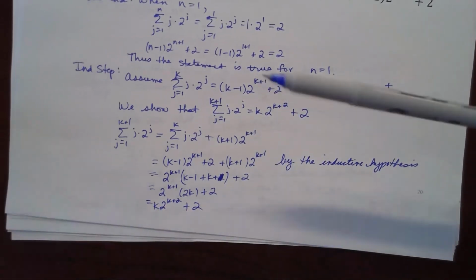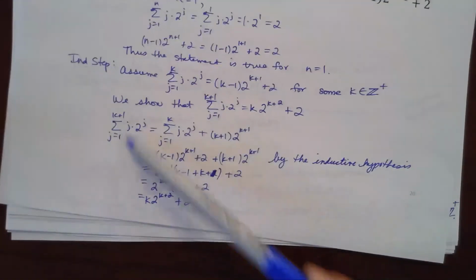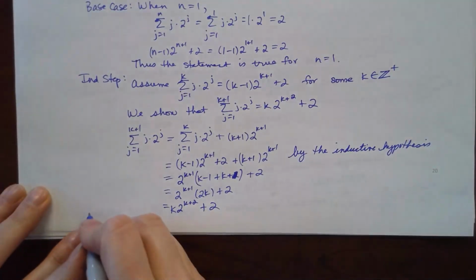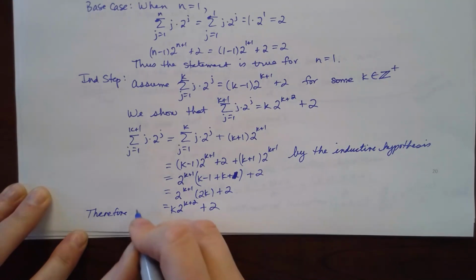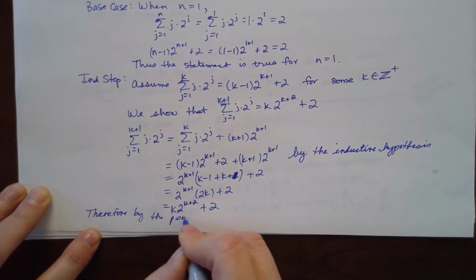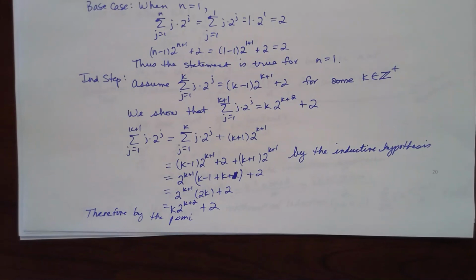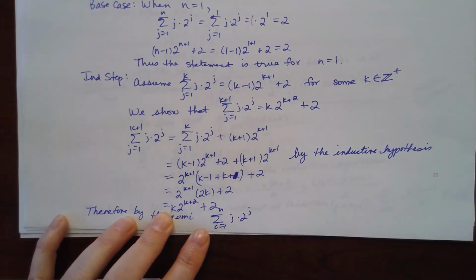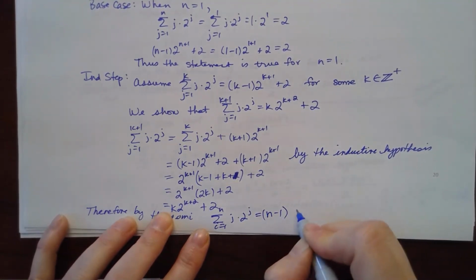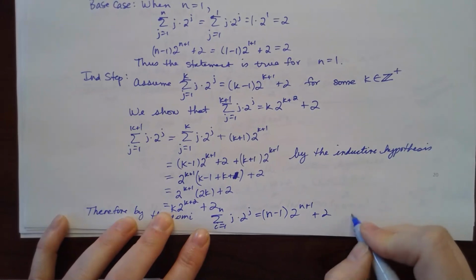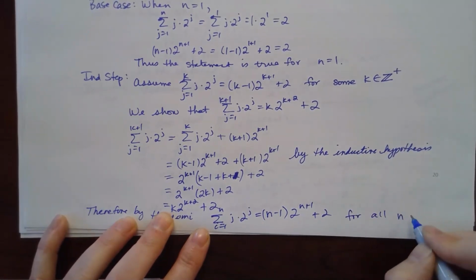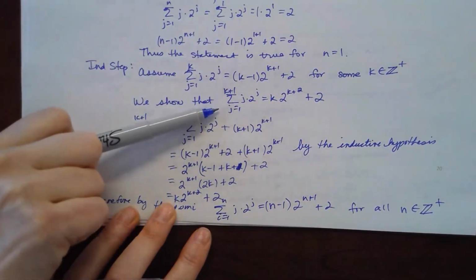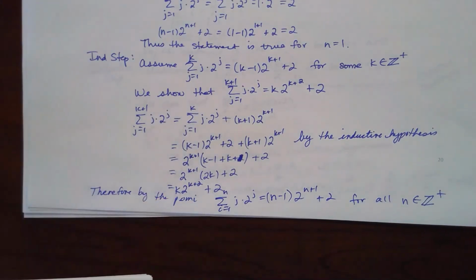So if this were true, then this one would be true. Our base case together with our inductive step, we say therefore, by the principle of mathematical induction, this formula is equal to this for all n that are positive integers. Because I started at the first positive integer, and this allows me to get to every other positive integer after that.